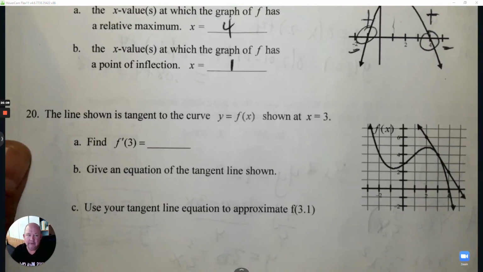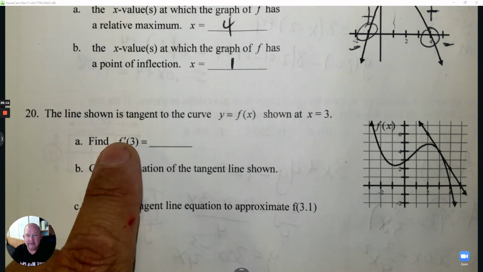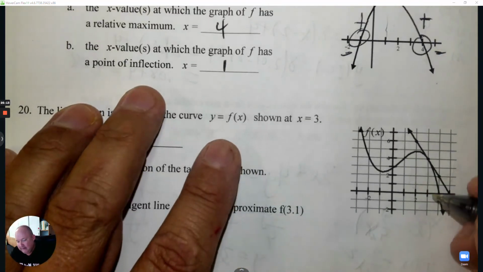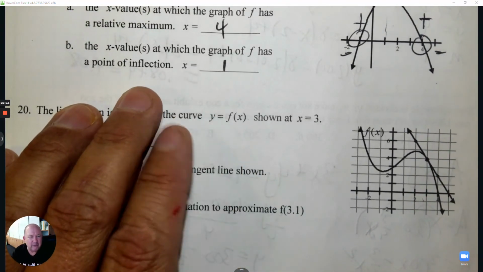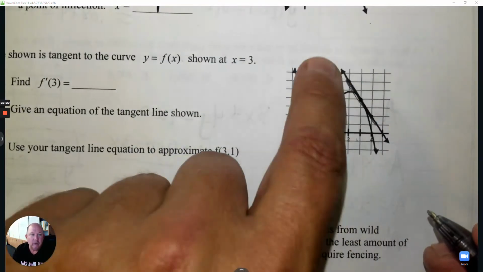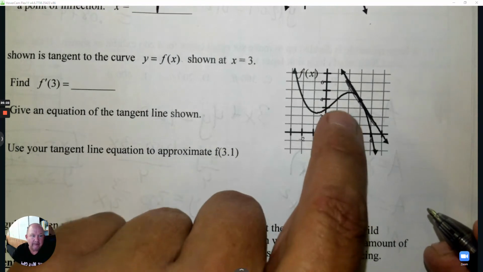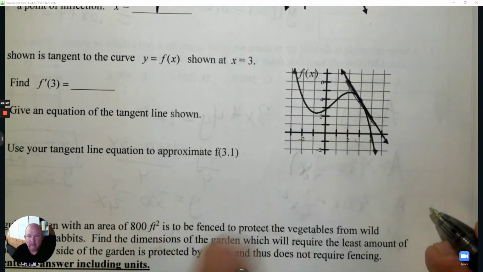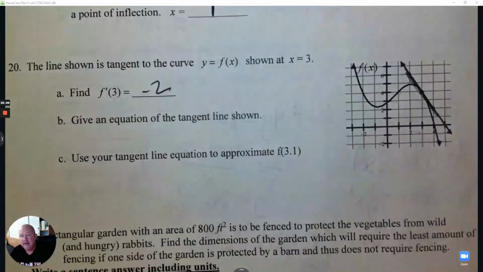All right, number 20, we're almost there. The derivative at 3. Well, at 3 is this right here. How do I find the derivative off the graph? It's the slope of this tangent line. So look at this tangent line. What's the slope of it? I go down 2 and to the right 1. The slope there is -2.